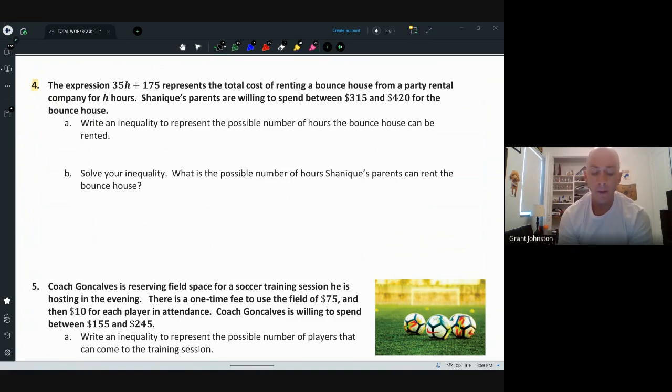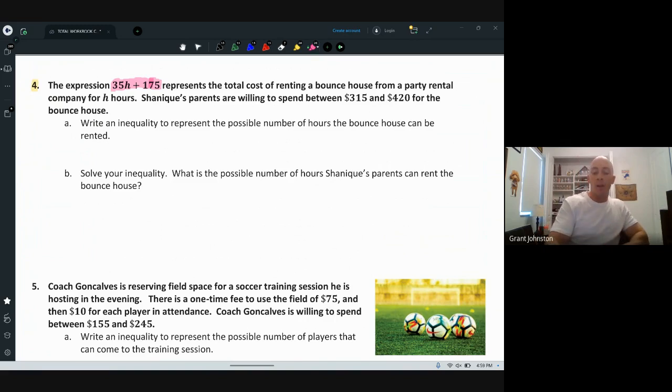So it already gave us the expression here: 35h plus 175. So that must mean there's a fee of 175 just to rent it, and then $35 per hour. That's what it's showing us, okay? Because in some of the other ones, you might have to create that expression. But the idea is it's $35 per hour plus 175 for some other fees. That's the expression for the cost.